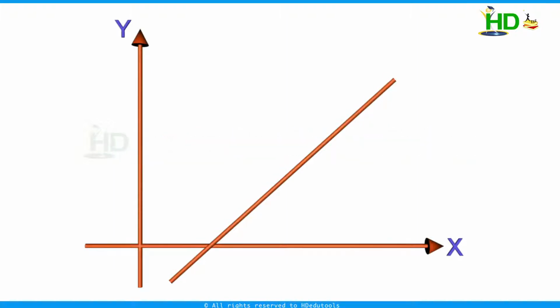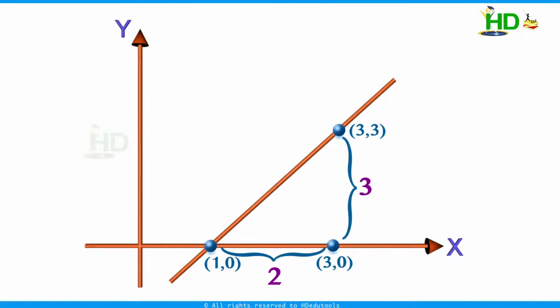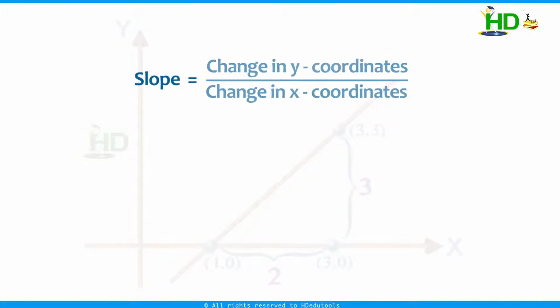Consider this line. This point is (1, 0). This is (3, 0). This is (3, 3). What you can observe when you move along this straight line, from this position to this position, is that the change in x coordinate is 2 and the change in y coordinate is 3. That means the change in y coordinate is 3 and the change in x coordinate is 2. This is nothing but the slope of this straight line. Slope is nothing but how the value of y changes with respect to x. This indicates the slope of a straight line.